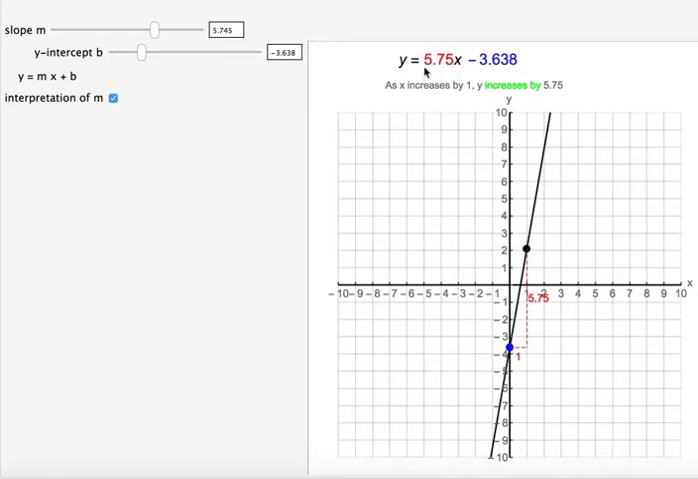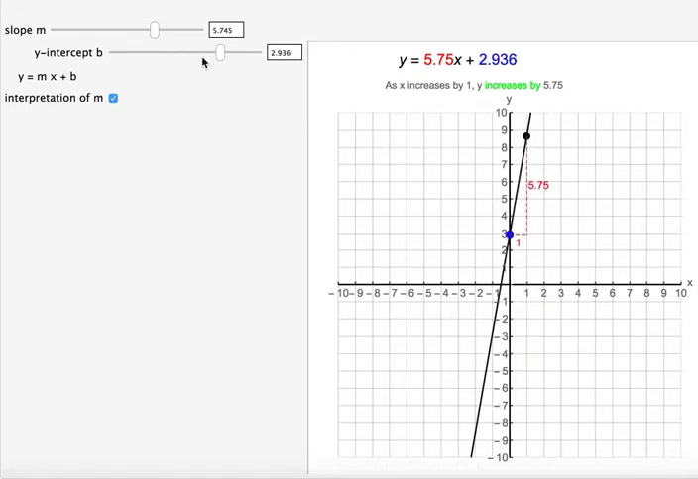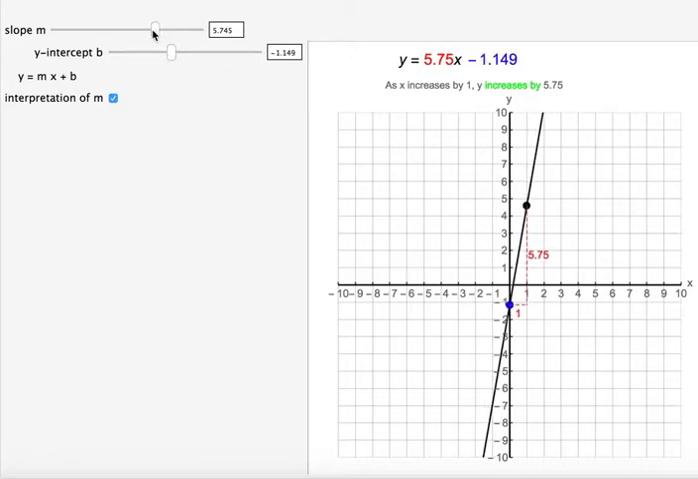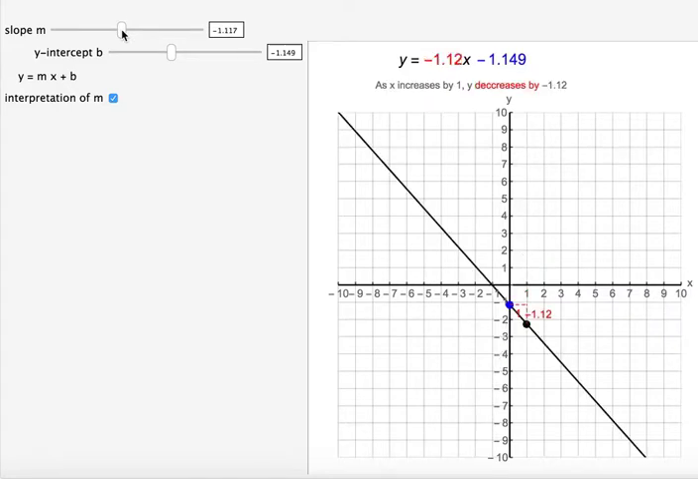Now, the first thing I want to mention is that the y-intercept, regardless of what it is, does not affect the slope or rate of the function. It just moves the function up or down, but it doesn't affect the steepness of the line. Slope is the important part here.